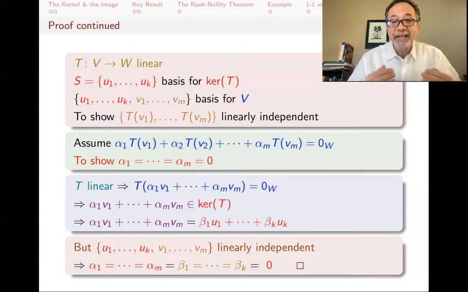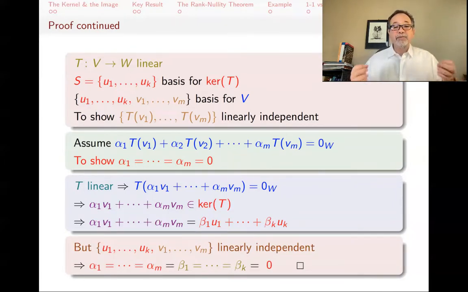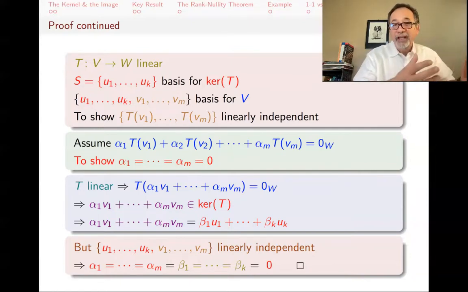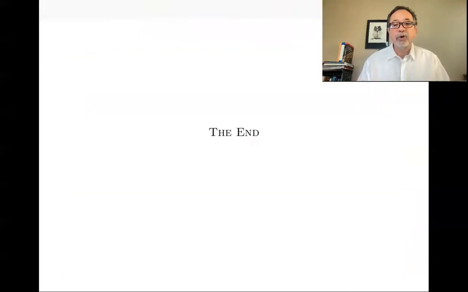And that proves that this T of V1 through T of Vm, which were the images of those extra elements that I added to the kernel to get a basis for V, those guys are linearly independent. If they're linearly independent, we already know that they span, so they must be a basis for the image. And this lecture is over.